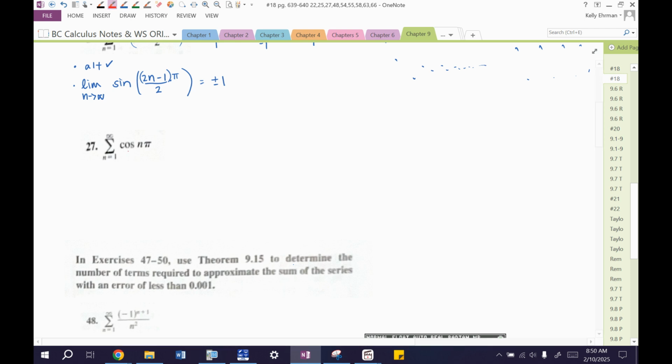All right, same idea for this one, cosine of n times pi. Yes, those terms are alternating because the cosine of pi equals -1. The cosine of 2 pi equals 1. Cosine of 3 pi equals -1. So yes, it's alternating, but the limit as n approaches infinity of the cosine of n pi is just going to keep going back and forth between plus and minus 1. All right, so this also diverges by nth term test.